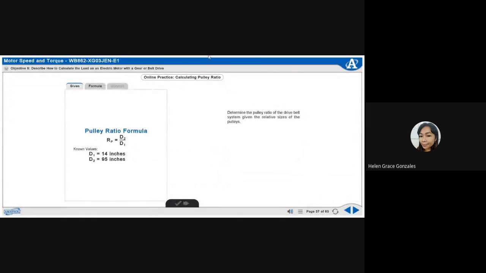Determine the pulley ratio of the drive belt system given the relative sizes of the pulleys. Round your answers to the nearest hundredth. For example, round 1.025 to 1.03 and round 1.024 to 1.02.